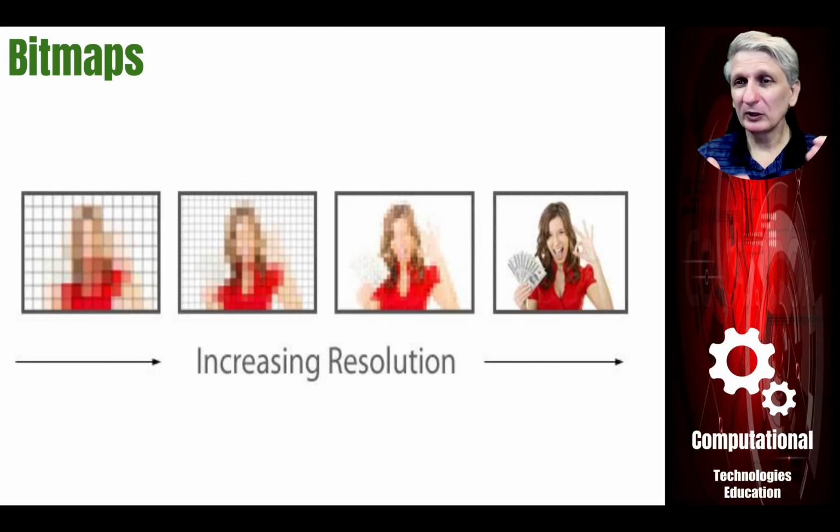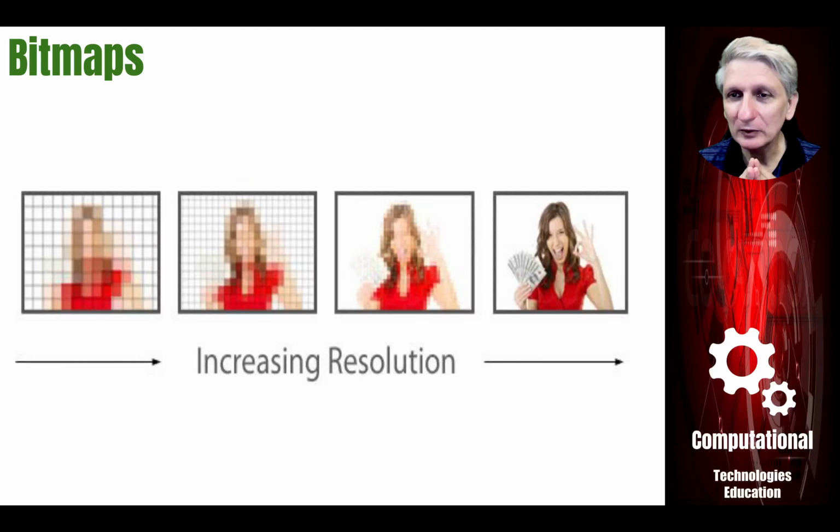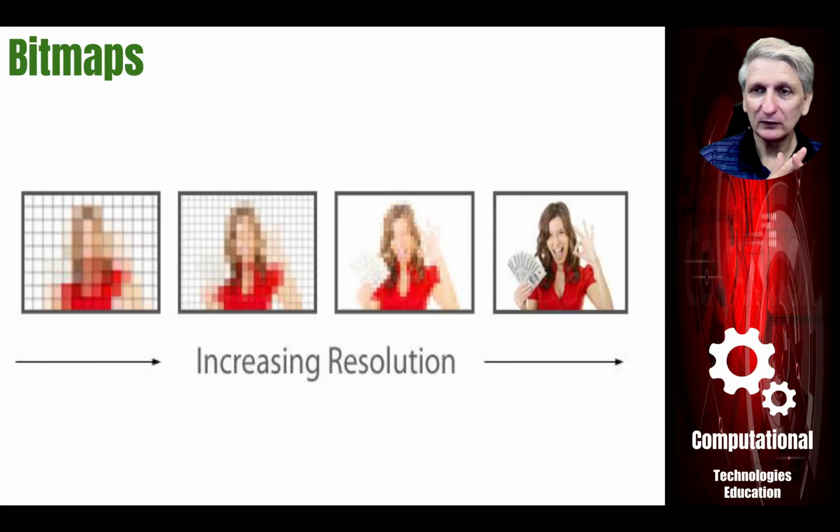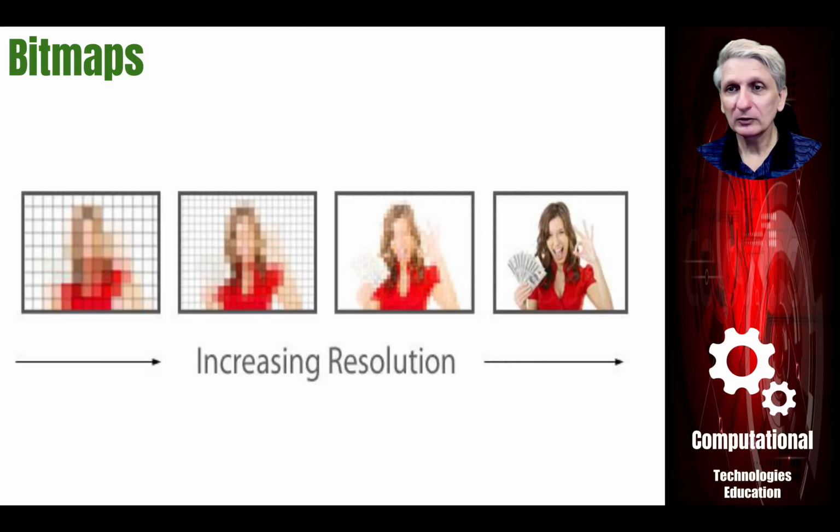And you've probably all purchased digital cameras, and they have a certain number of megapixels, which is how many of those little squares there are in the image. And if there are relatively few, then the image looks blocky. If there are lots and lots, then the image looks very clear and sharp.